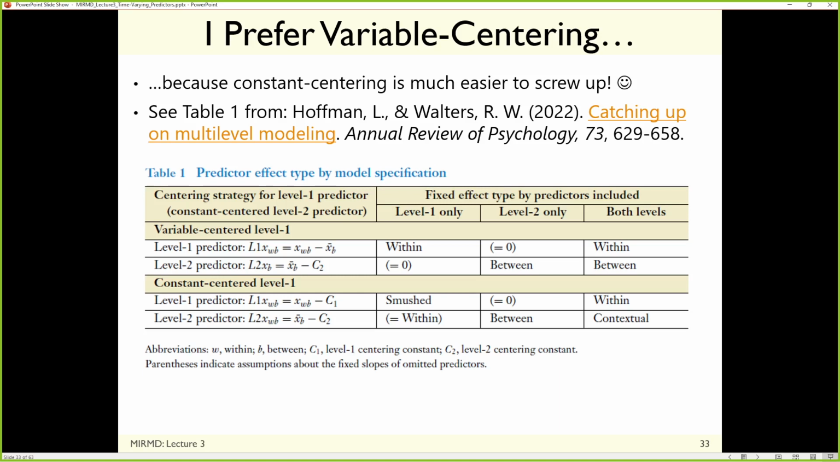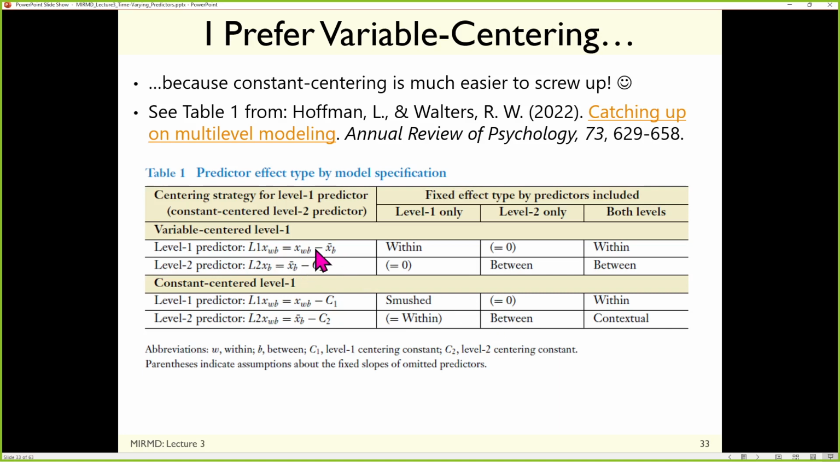Not really. So this is slide 33 that I skipped ahead to. I have the title, I prefer variable centering, and here's why. I went on a whole big rant about this in a recent paper with a former grad student, in the Annual Review of Psychology, and I put a link to it there. The top 2 rows show what happens to the slopes when using a variable-centered level 1 predictor, so subtracting the mean of the between unit, with level 1 within and level 2 between as the subscripts. And the bottom 2 rows show what happens under grand mean centering.